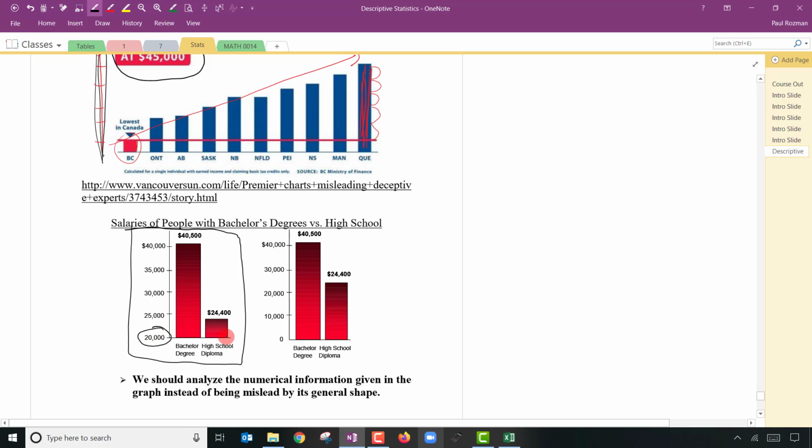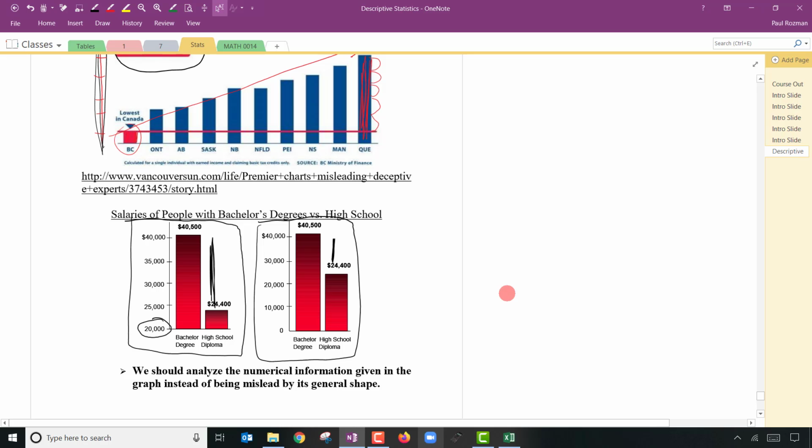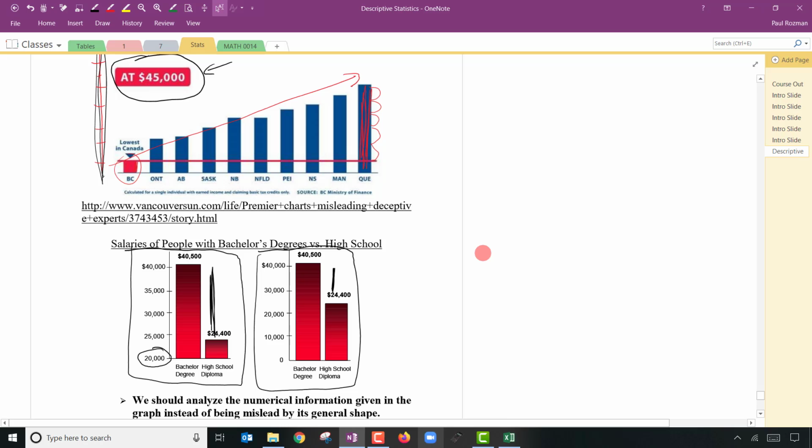So it makes it look like the bachelor's degree people make like 5 times as much money as the diploma people, when in reality, if you plot it to scale, you can see that certainly these guys make more money than these guys, but it isn't this drastic a difference. It's a much smaller difference. So always look at the scale. And always look for information about the sample size.